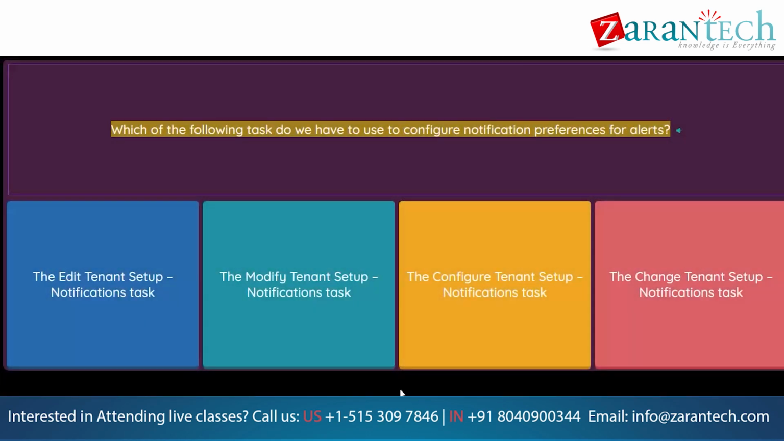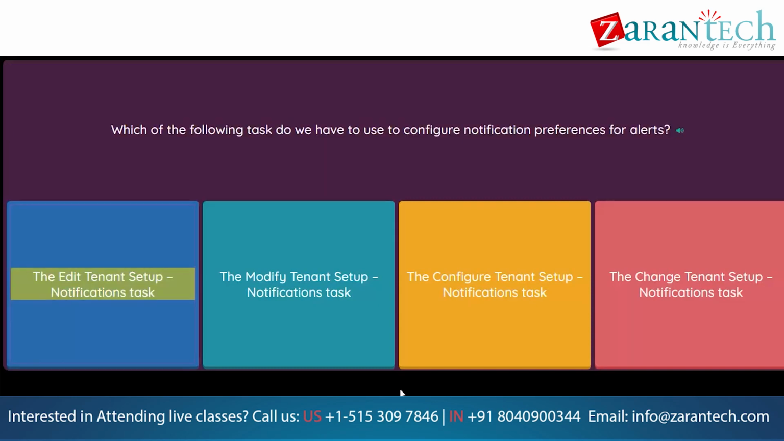Question, which of the following task do we have to use to configure notification preferences for alerts? Option 1, the edit tenant setup, notifications task. Option 2, the modify tenant setup, notifications task. Option 3, the configure tenant setup, notifications task. Option 4, the change tenant setup, notifications task.